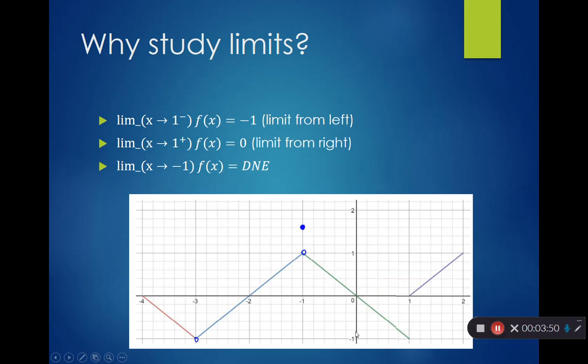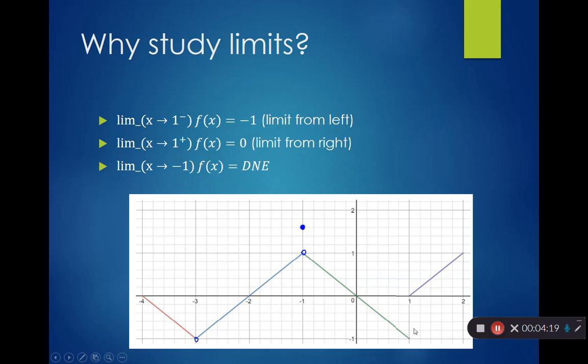Okay, one more example of the same graph. If you move over here to 1, you see that Mario would be running along this curve, and then his height would be getting closer and closer and closer to -1 as x approaches 1 from the left. And then if you were running down this hill approaching 1 from the right, his height would be getting closer and closer and closer to 0. And since the left-hand limit does not equal the right-hand limit, in this case we say that the limit does not exist at x equals 1 because we have this jump.